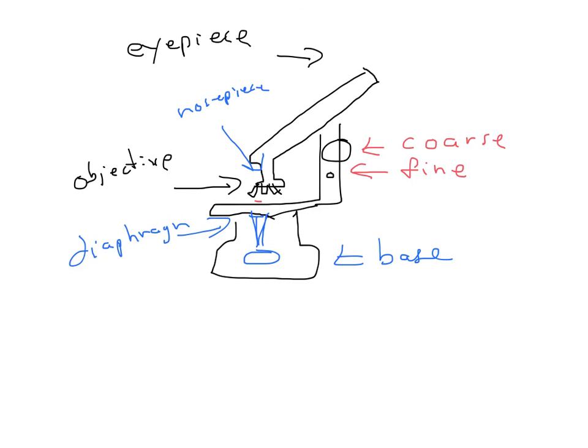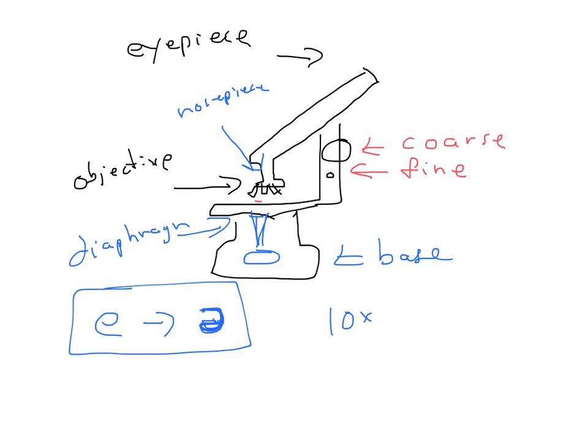Recall that when you look at something under a microscope, it's upside down and backwards, besides being, of course, magnified and larger. And in order to determine the total magnification of a microscope, you take your eyepiece lens and you multiply its power by the objective lens. So in this example, the total magnification would be 400 times.